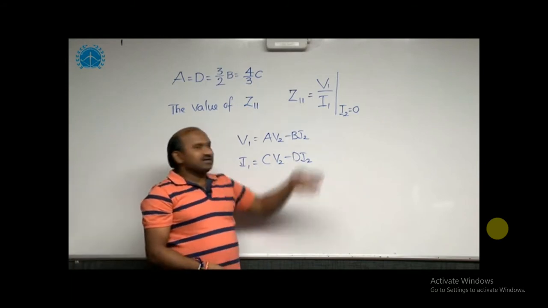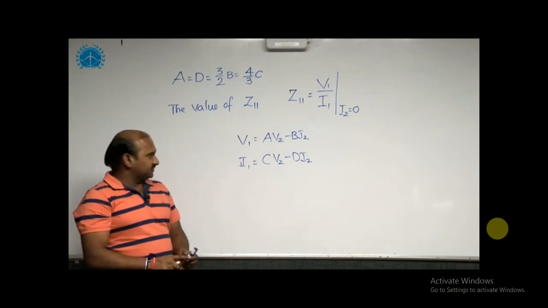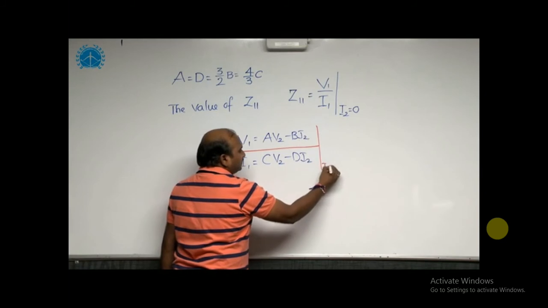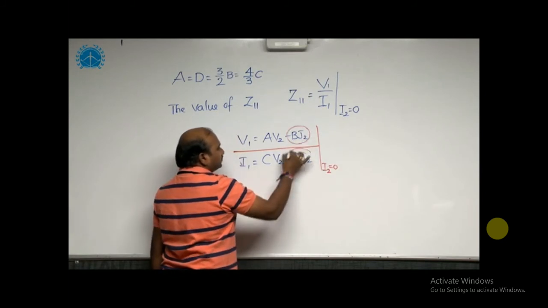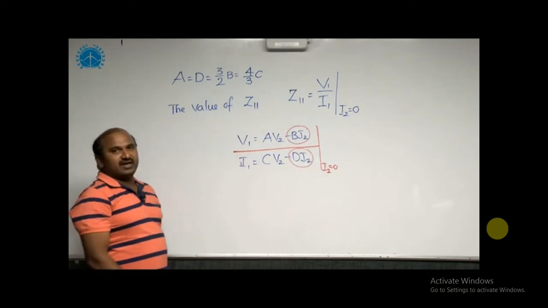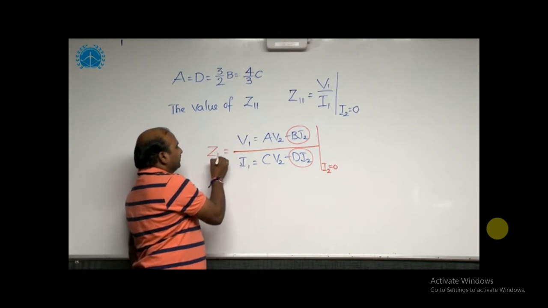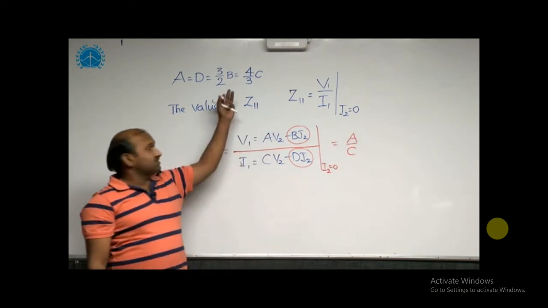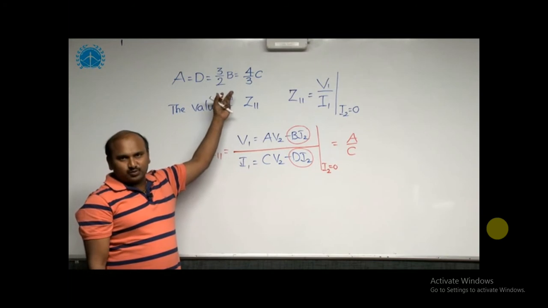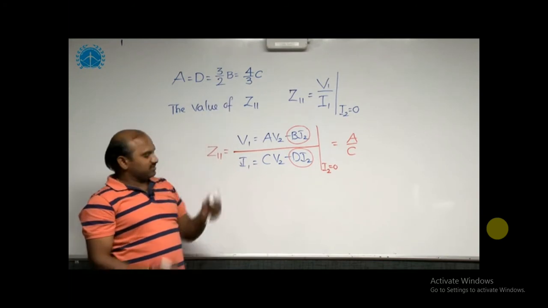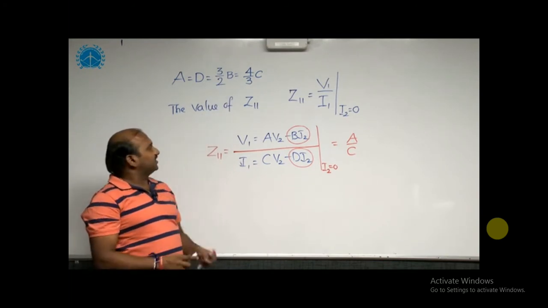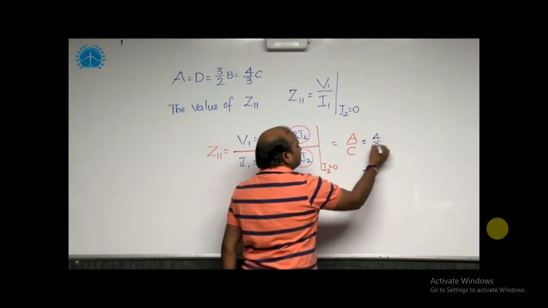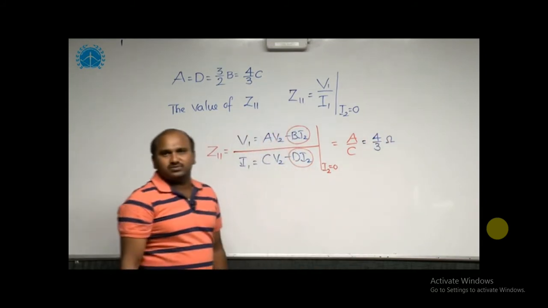By considering this condition to define the Z11 element, we have to take I2 equal to 0. Under I2 equal to 0, we can neglect these two. Then the ratio of V1 by I1 is equal to Z11, which is equal to A by C. From the relation by which the two-port network is described in terms of these ABCD parameters, I can get the A by C value equal to 4 by 3. This is an impedance, that's why the unit is ohms.